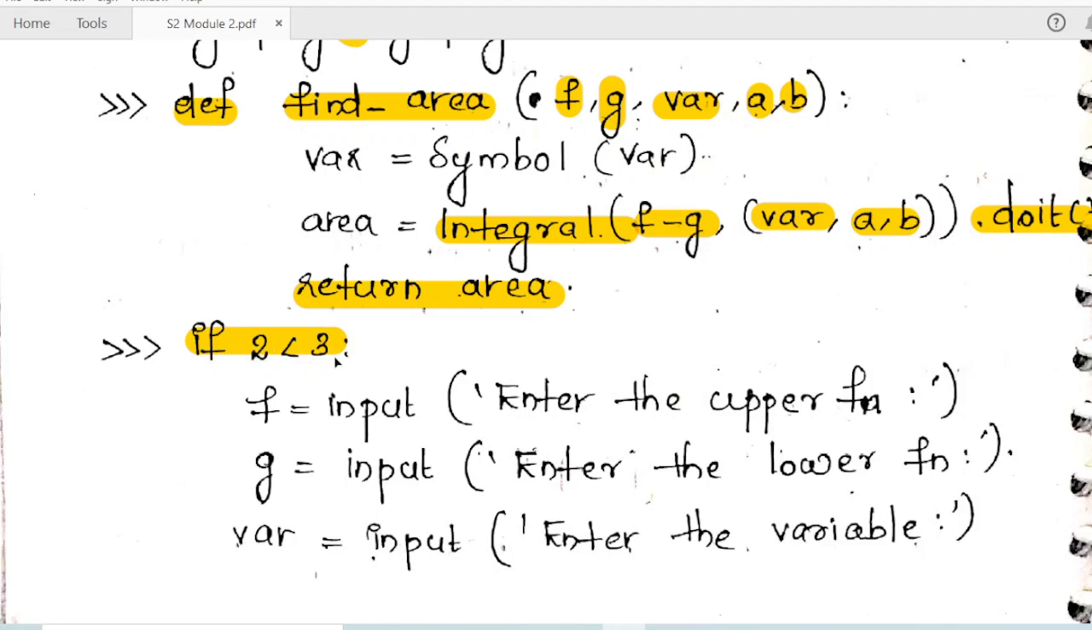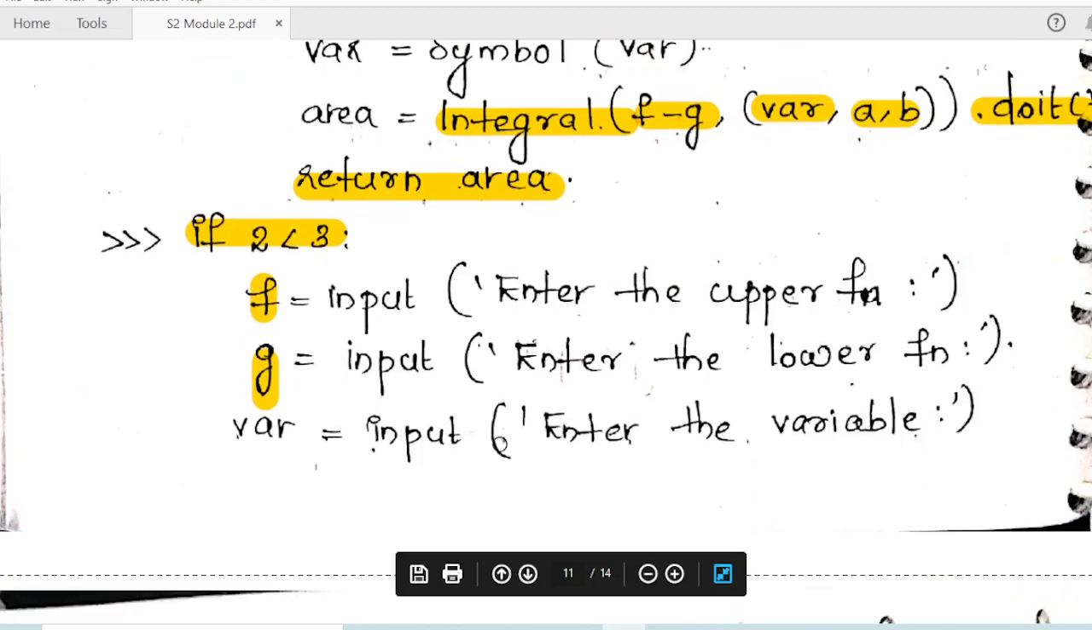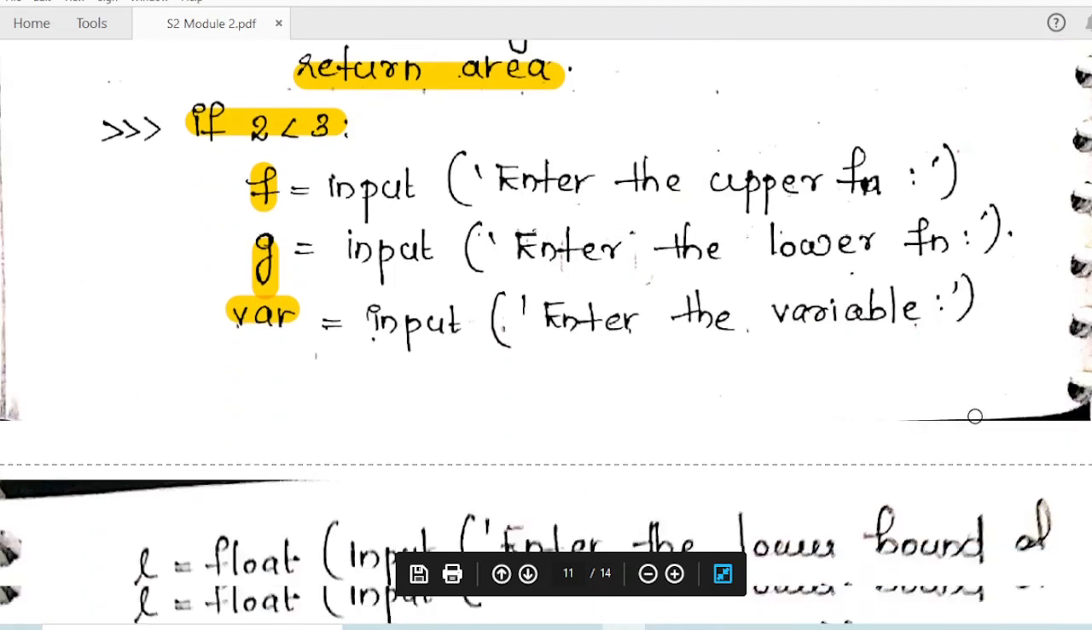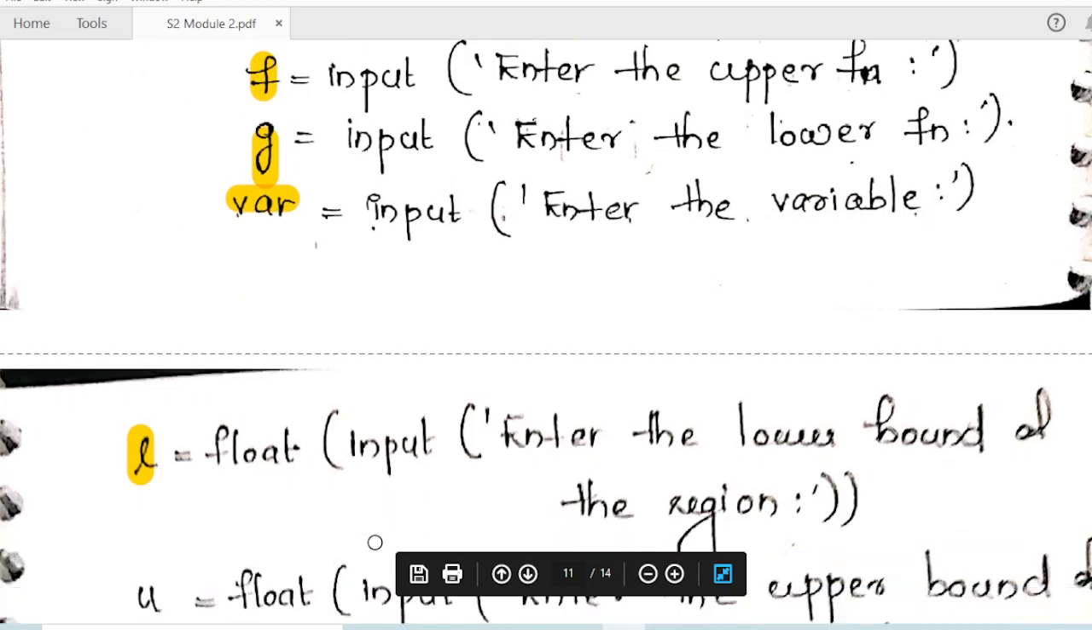Either you put any true statement, like 2 less than 3 or 1 less than 2, or according to your text you can write name equal to name colon. The f input function, enter the upper function. g equal to input function, enter the lower function. var, enter the variable. L is equal to float function input, enter the lower bound of the region.